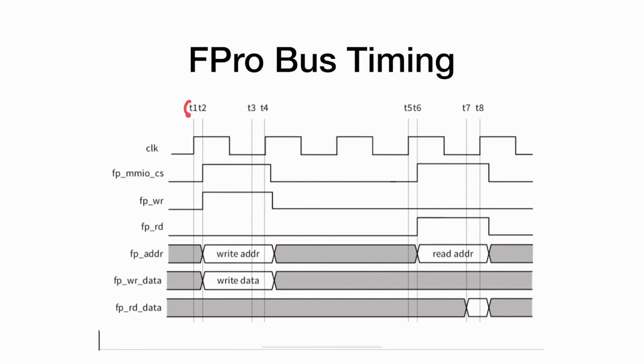At T1, the bridge, remember, is translating what the processor wants. There are some delays because the signals coming out of the processor, or inside the bridge, are actually registered. So there's a little bit of a delay in here. So what the processor does is the following.